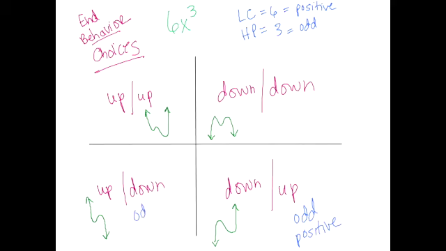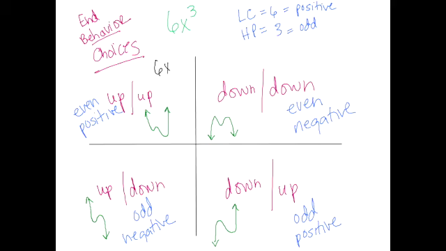This one over here is odd, negative. This one over here, even, negative. This one over here would be even, positive. So can you give me an example of what the first term would be if it was an up-up? 6x to the 4th. Perfect. What if it was down-down? Negative 6x to the 4th.